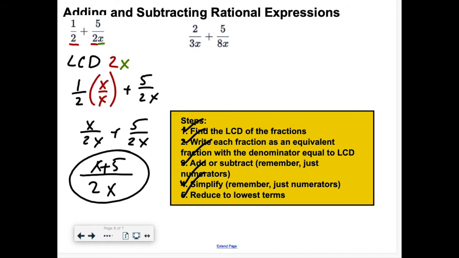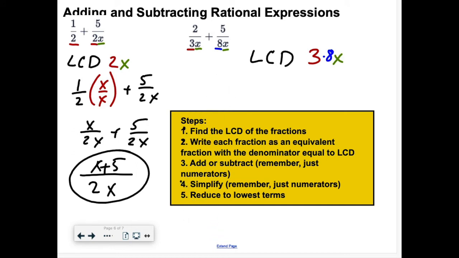So, second one, LCD. Well, I have a 3 here. I have an x in both of them. I have an 8. So I'm going to sneak the 8 in here. Honestly, if you want, you can combine this together into 24x. I'm going to keep it separate just in case some things can cancel out. But if you want to, that's fine.